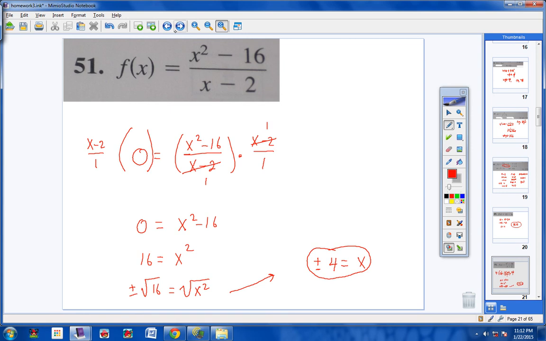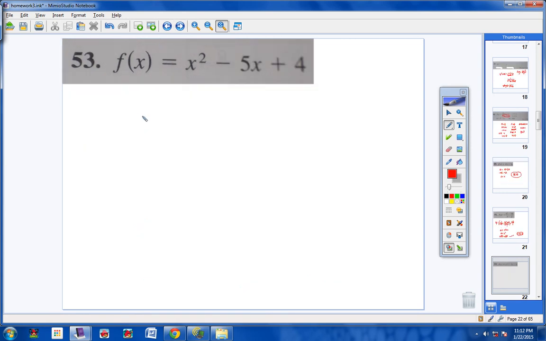Alright, number 53. f of x, put a 0 in. So 0 equals x squared minus 5x plus 4. Now students, this is simple. We're going to factor this. This is a simple trinomial factoring.